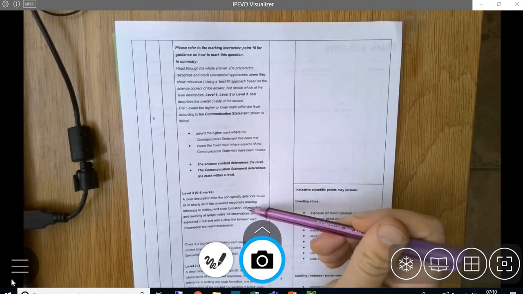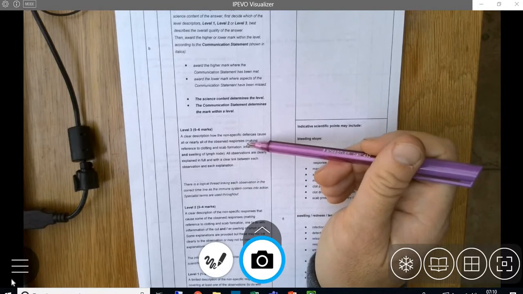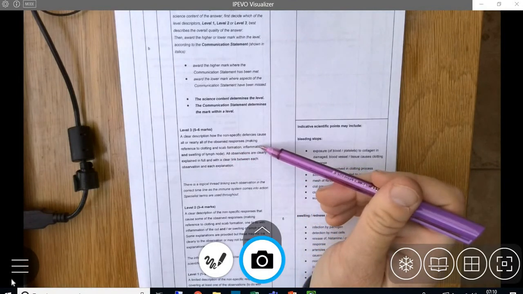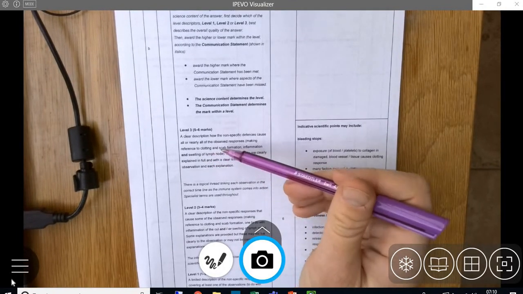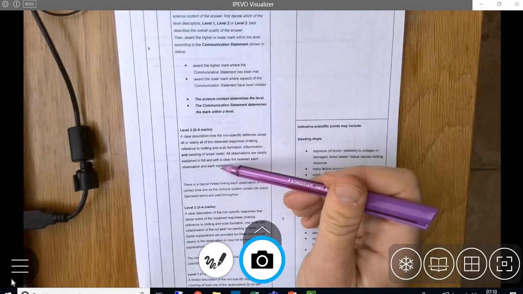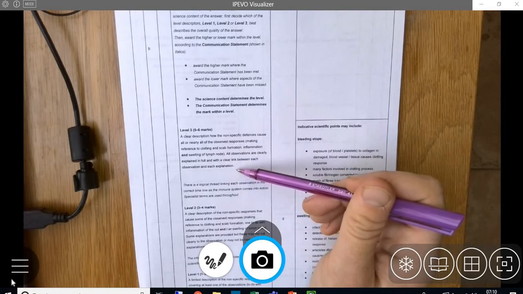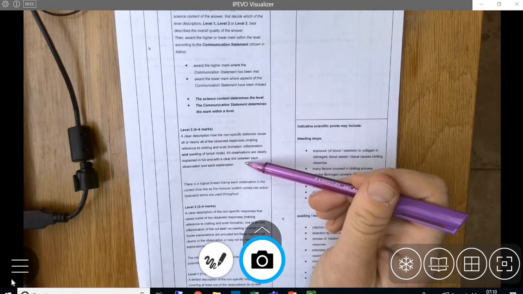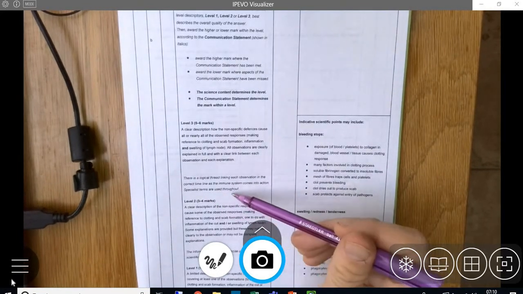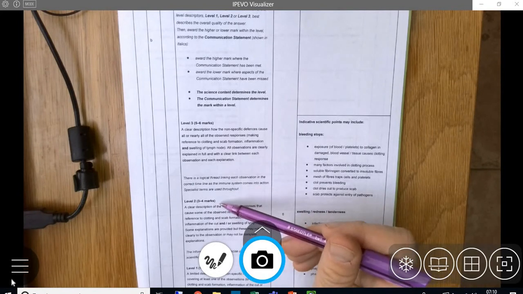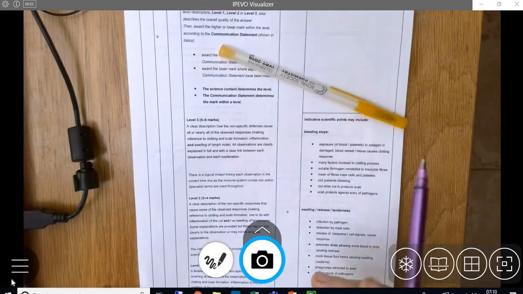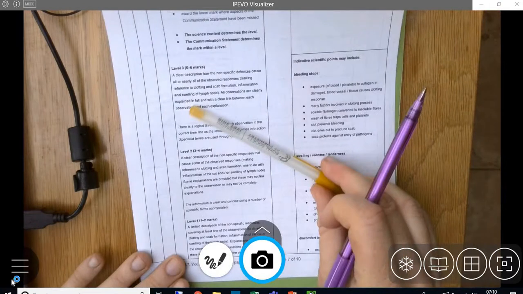Then my mark scheme goes through the three different levels. For a level 3, a clear description of how the non-specific defences cause all or nearly all of the observed responses, making reference to clotting, scab formation, inflammation and swelling of the lymph nodes. All observations are clearly explained in full, with a clear link between each observation and each explanation. There is a logical thread linking each observation in the correct timeline as the immune system comes into action. Specialist terms are used throughout. If I'm not sure, I'll go down to a level 2.